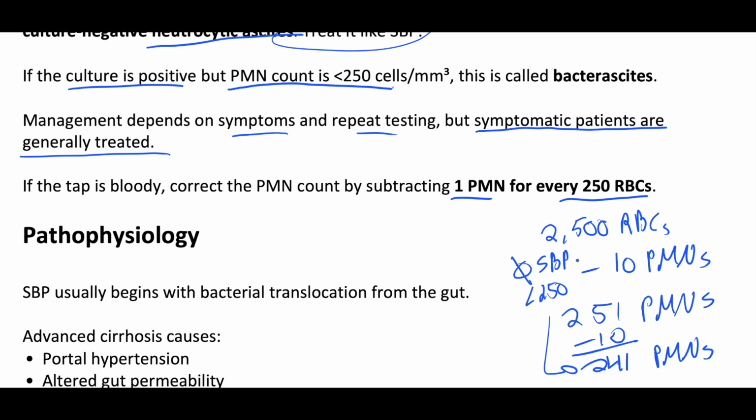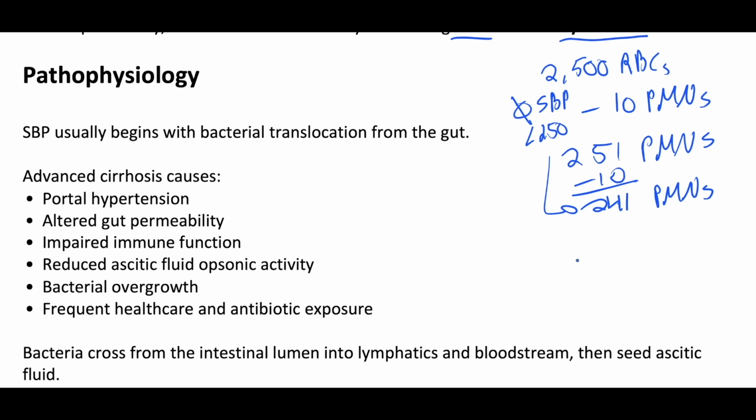All right, pathophysiology here. SBP usually begins with bacterial translocation from the gut. That is a key. Our gut is full of bacteria. And when you have all that ascites, it's kind of like bacterial broth in the belly. Bacteria translocate from the gut into that ascites, right? And it's caused by portal hypertension, increased gut permeability, impaired immune function, bacterial overgrowth, frequent healthcare and antibiotic exposures.